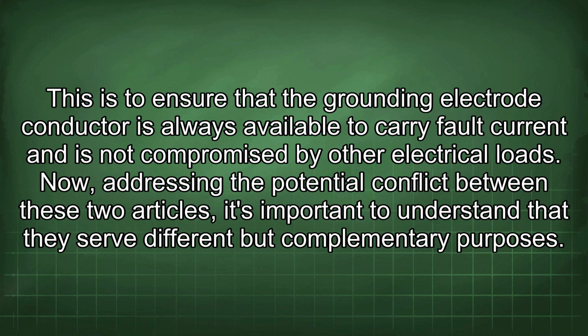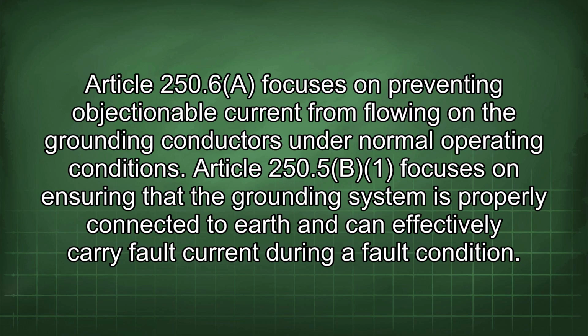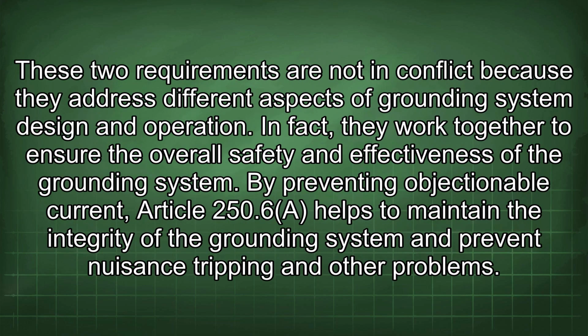Now, addressing the potential conflict between these two articles, it's important to understand that they serve different but complementary purposes. Article 250.6 focuses on preventing objectionable current from flowing on the grounding conductors under normal operating conditions. Article 250.5 bone focuses on ensuring that the grounding system is properly connected to earth and can effectively carry fault current during a fault condition. These two requirements are not in conflict because they address different aspects of grounding system design and operation. In fact, they work together to ensure the overall safety and effectiveness of the grounding system.